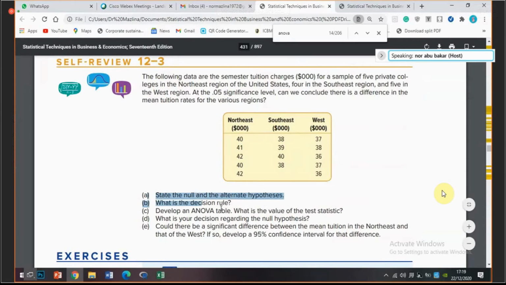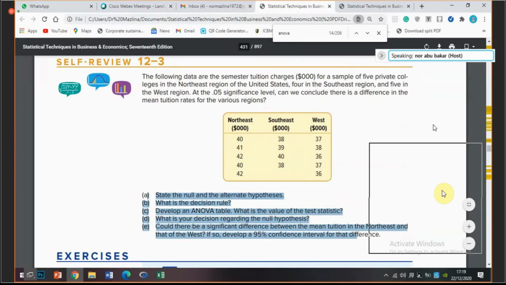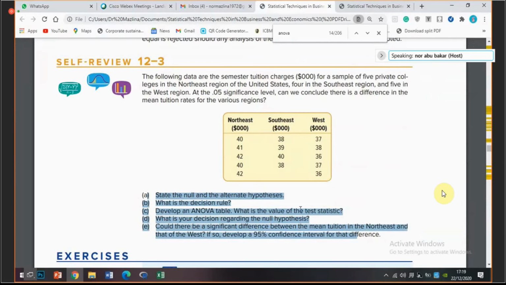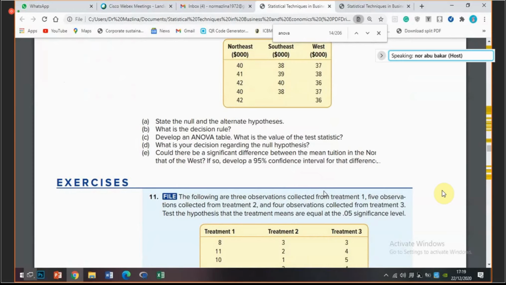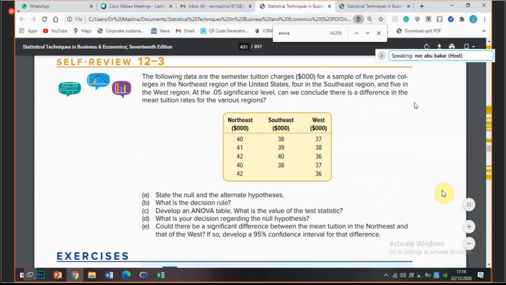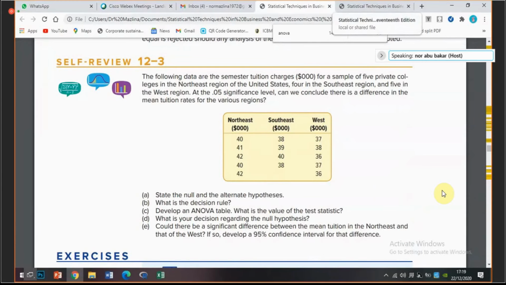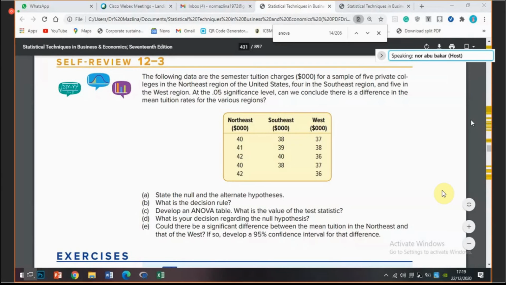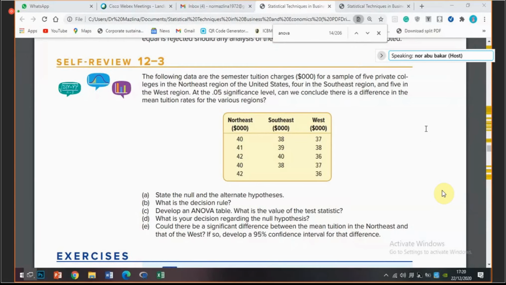So actually, as usual, we will do all the 6 steps of hypothesis testing. But in order to develop an ANOVA table, what you need to do is just run the data using Excel at least. If you have SPSS, you can just use SPSS. Okay, and from the example here, who got their answer for ANOVA? Got it? Okay, what did you get? Did you reject or do you not reject?